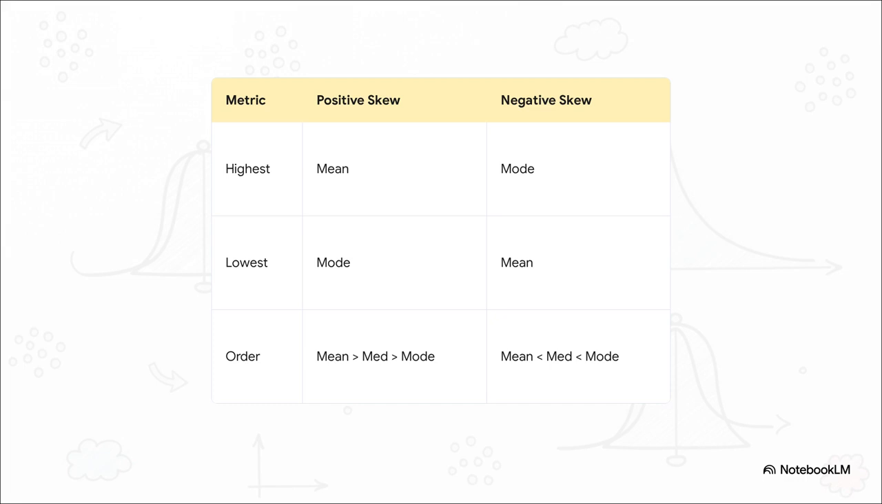For a negative skew, totally reversed. The mode is the highest, and the mean gets dragged down the left tail, making it the lowest. So mean is less than median, which is less than mode. And notice how the median is always just chilling right in the middle? That's because it's the physical center of the data, completely immune to those wild outliers pulling on the mean.